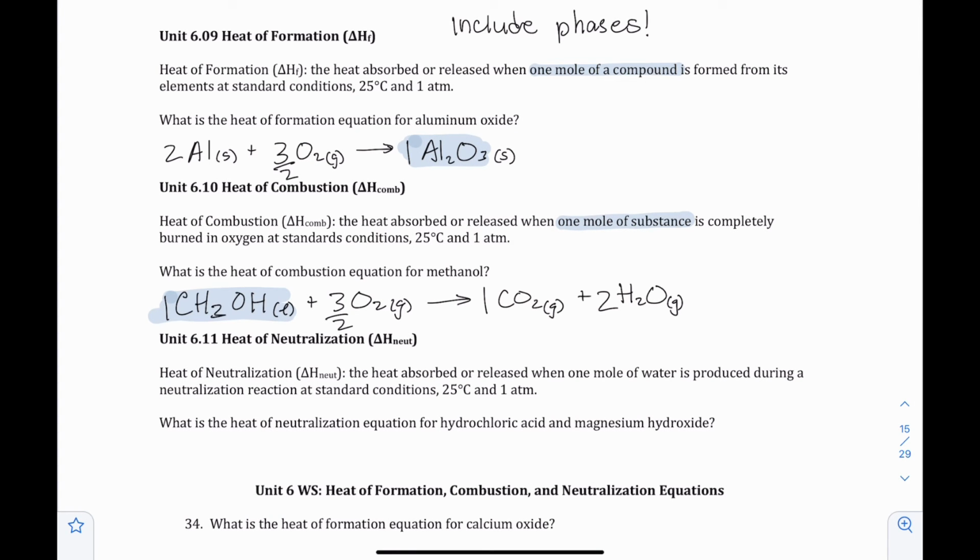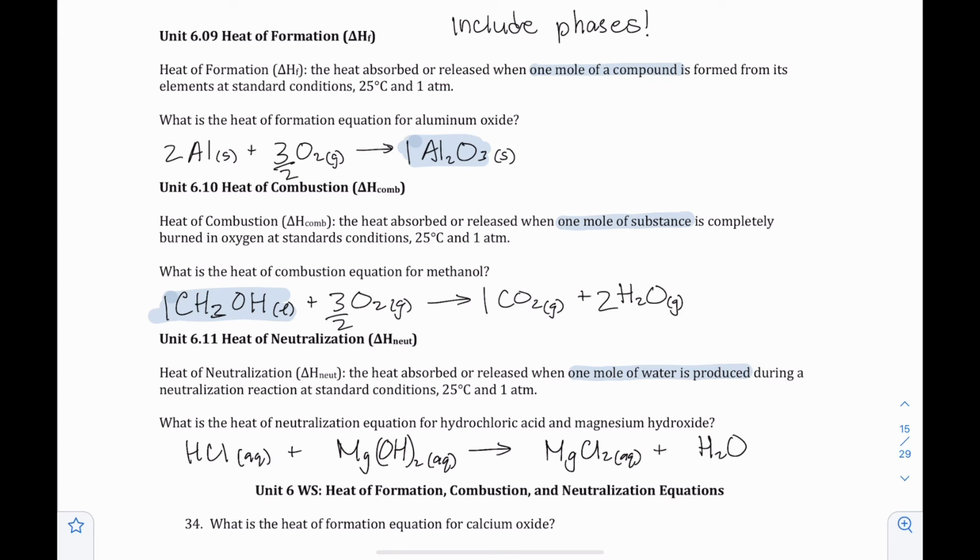For heat of neutralization equations, delta H neut, it's the heat absorbed or released when 1 mole of water is produced in a neutralization reaction. So my example has hydrochloric acid and magnesium hydroxide. When HCl and Mg(OH)2 are neutralized, it forms MgCl2 and H2O. And the balanced equation for this is a 2 to 1 to 1 to 2 ratio.